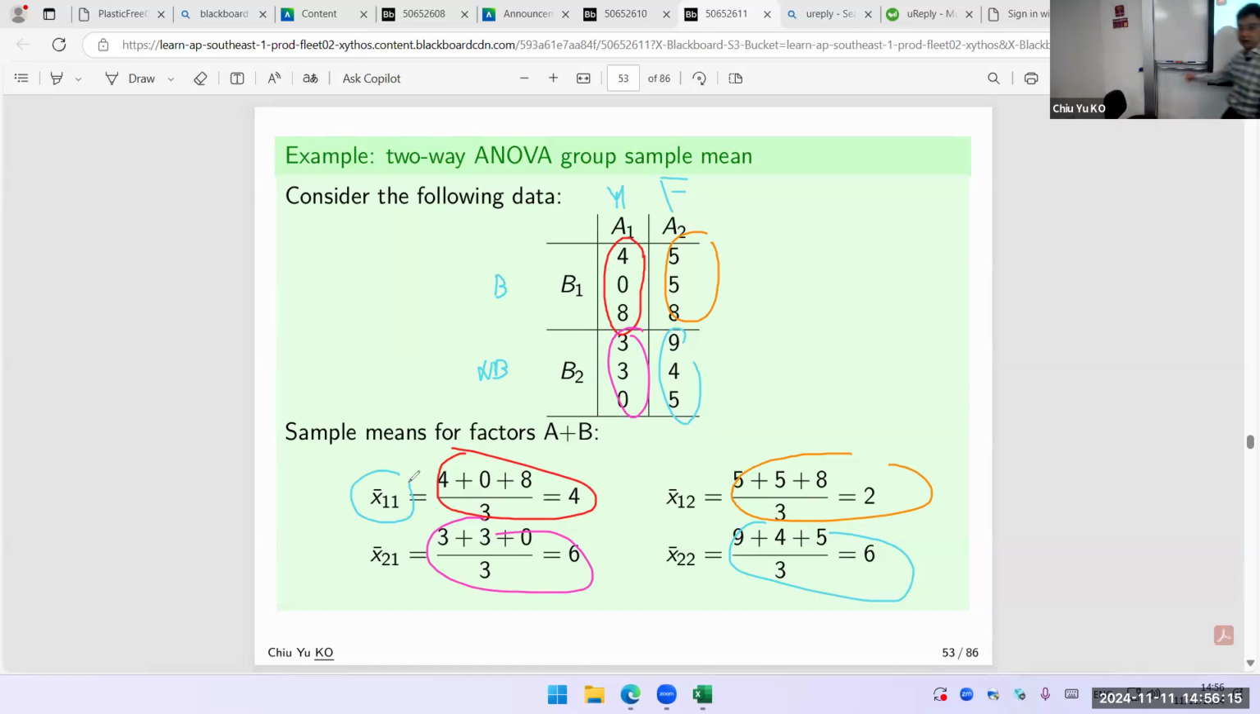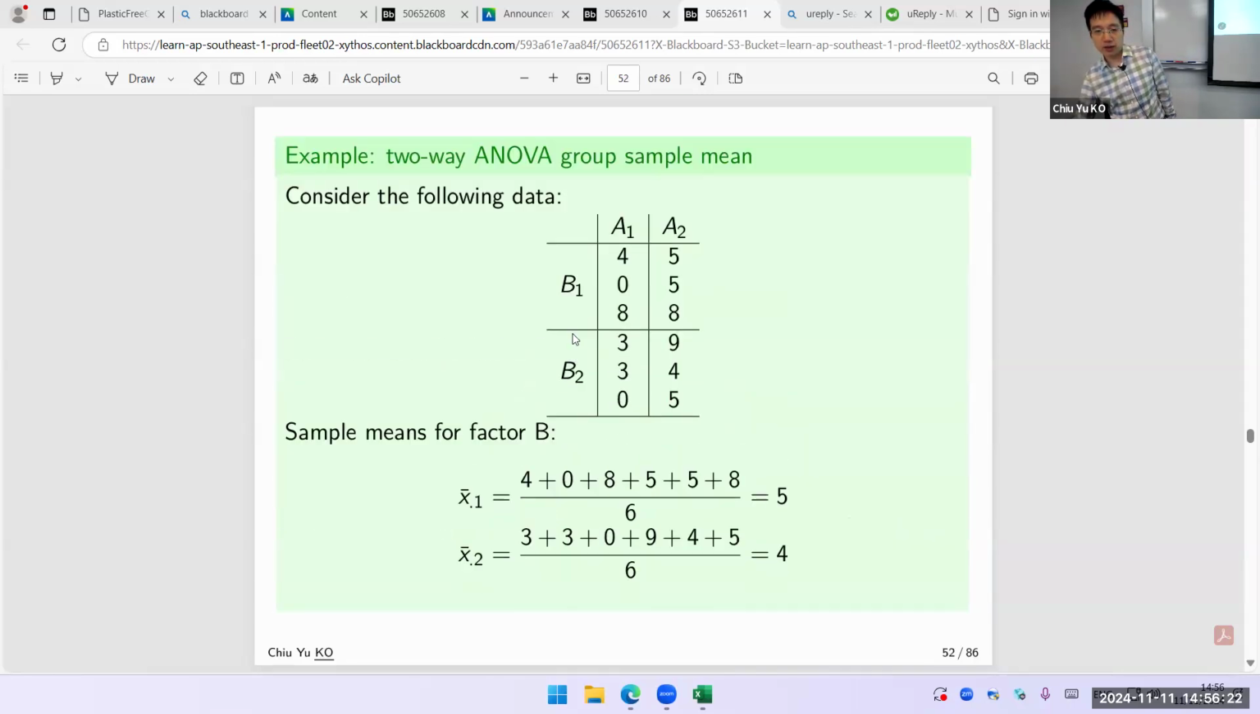And same as what we have seen before, if you look at this, remember this is B, this is NB. This is just the average in B school.